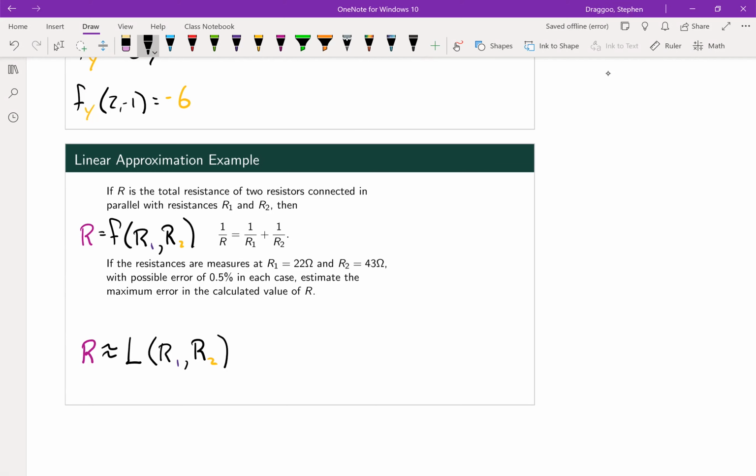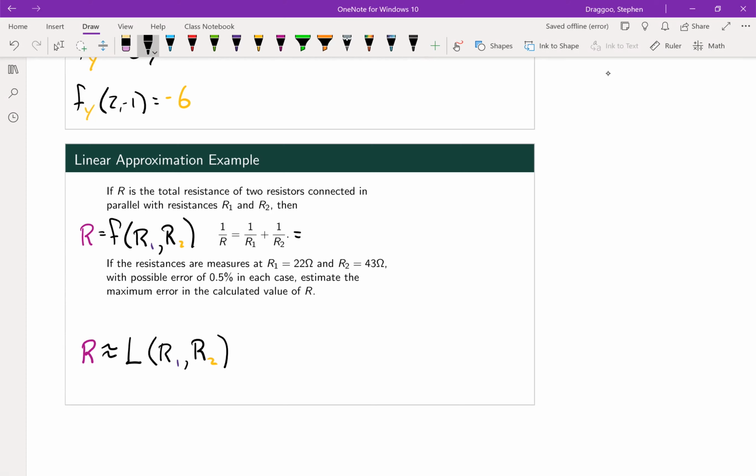So we can have an exact value for R, which is the function f, but an estimate for R is the linearization of f at the point R1, R2. So what we're going to want is a linearization about R, which means I need a function or some sort of equation that shows me R equals something in terms of the other two pieces. At the moment, I have an equation for 1 over R. So the first step is going to be to rearrange that equation a little bit.